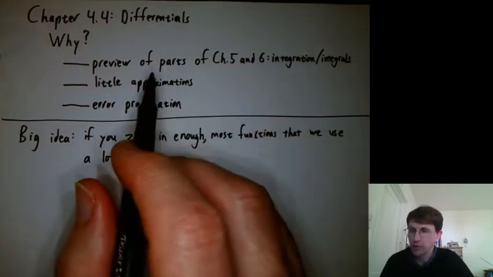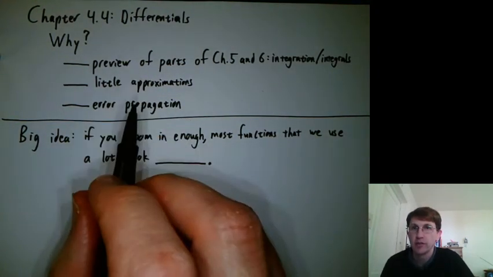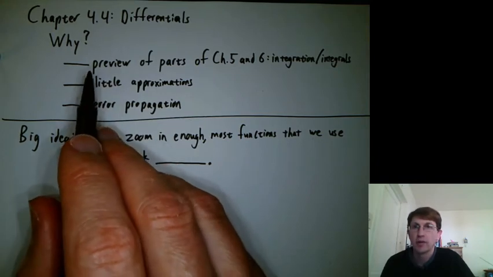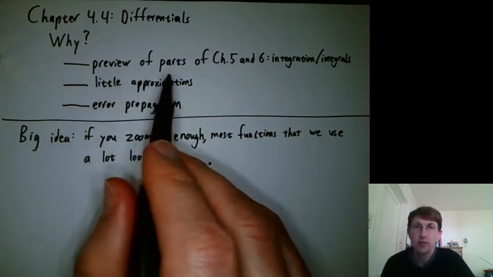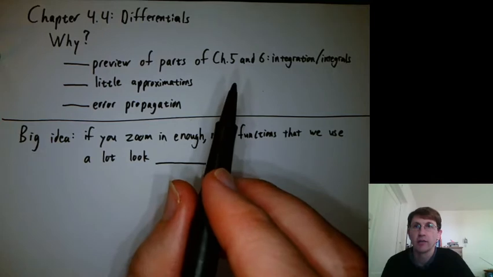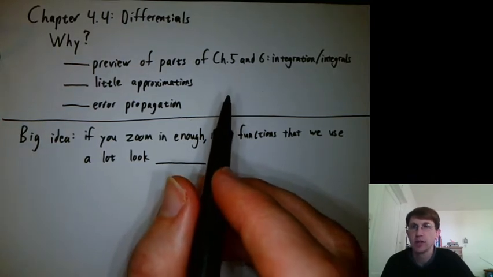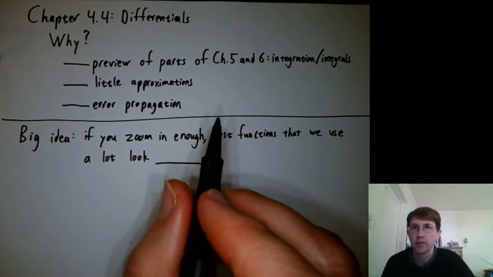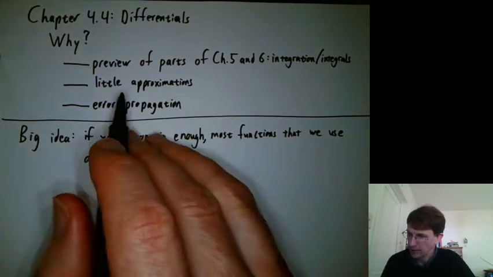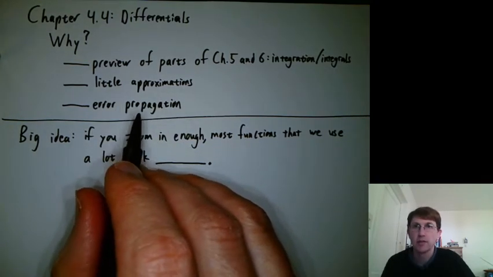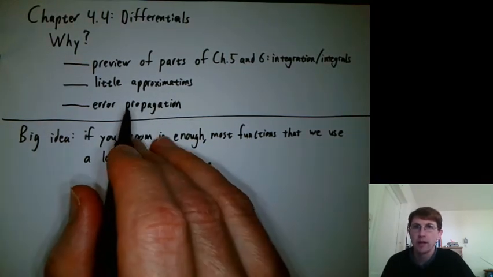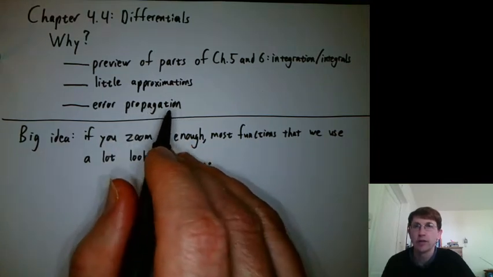Let's talk about chapter 4.4, which is called Differentials. Good first question is, why should we care? So it's a preview of parts of chapter 5 and 6. It'll be a little technique we use in chapter 6 especially, doing U substitutions. They're useful for doing little approximations based on a little formula, and differentials are also useful in error propagation.